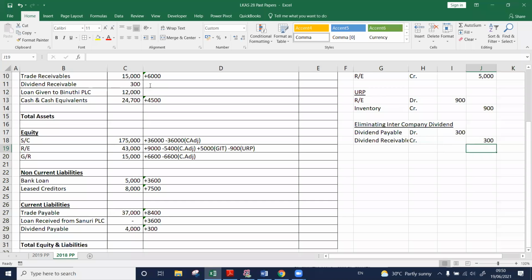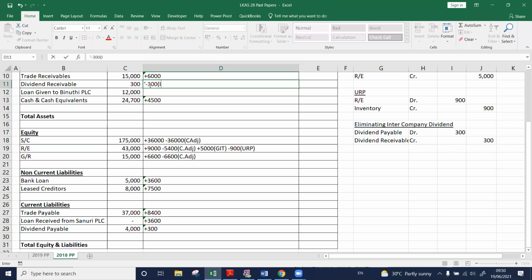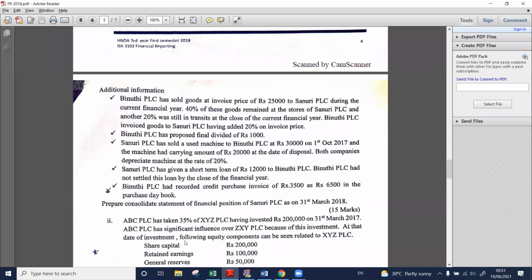This is intercompany dividend. I wrote it as ICD, intercompany dividend. 300 credited to the dividend receivable account, and this need to be debited to the dividend payable account. When we add line by line, the 300 that came to us from them was set off here. Right. So that is point number 2. Intercompany dividend. We have eliminated.